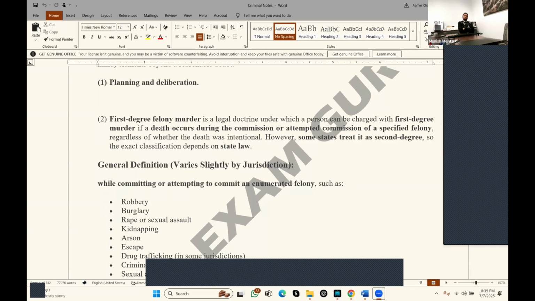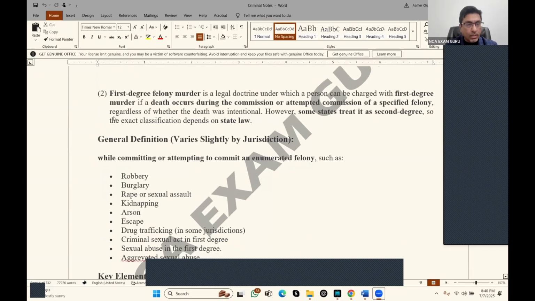First degree felony murder is a legal doctrine under which a person can be charged with first degree murder if a death occurs during the commission or attempted commission of a specified felony. Regardless of whether the death was intentional or unintentional. However, some states treat it as second degree, so the exact classification depends upon the state's law.